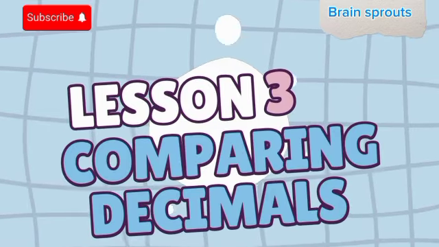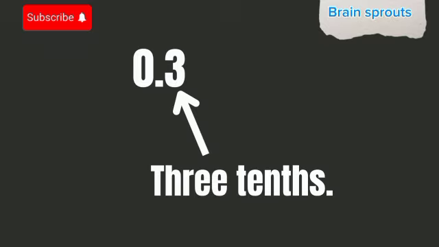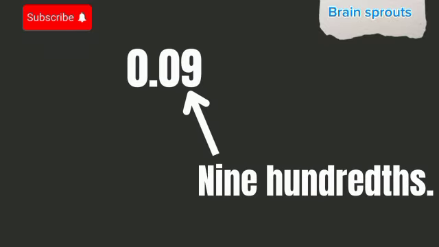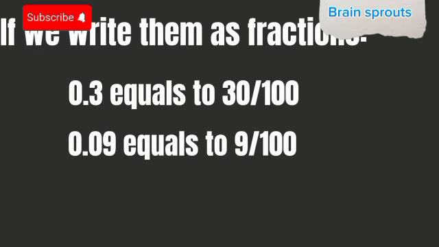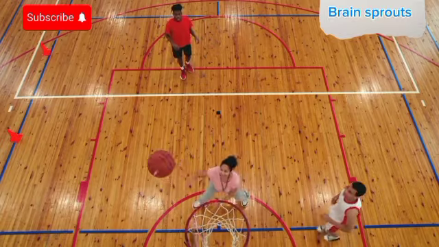Lesson 3. Comparing decimals. Which is bigger? 0.3 or 0.09? Let's think. 0.3 is 3 tenths. 0.09 is 9 hundredths. If we write them as fractions, 0.3 equals to 30 over 100. 0.09 equals to 9 over 100. So 0.3 is bigger.